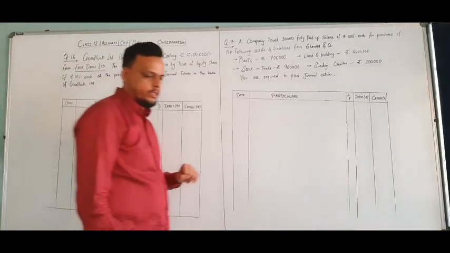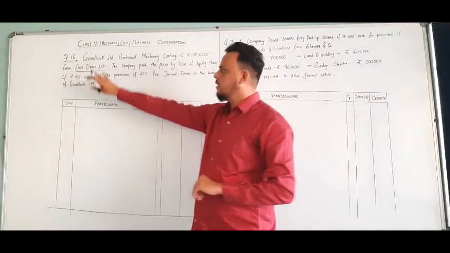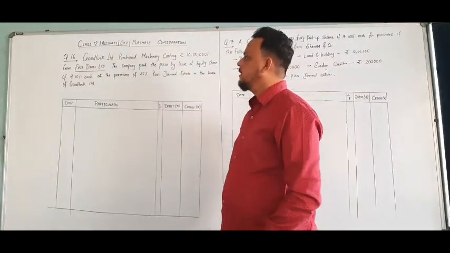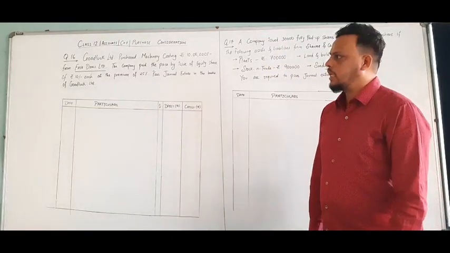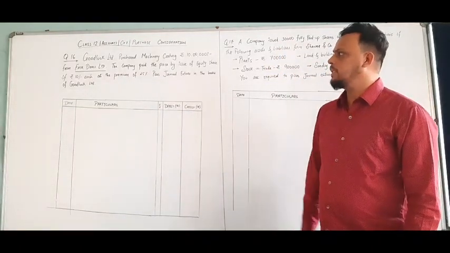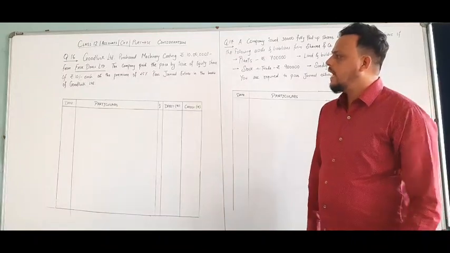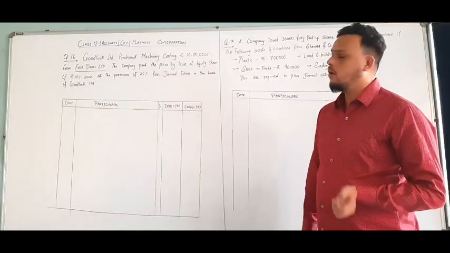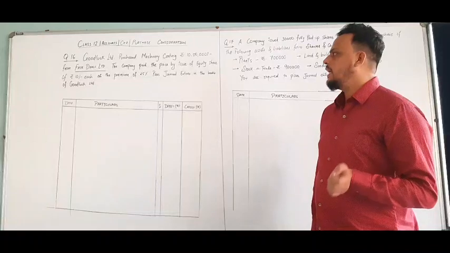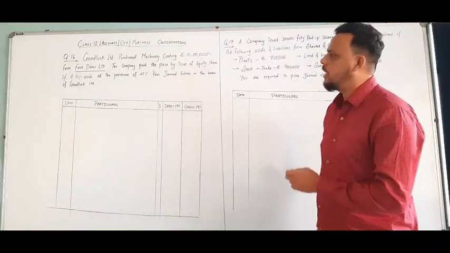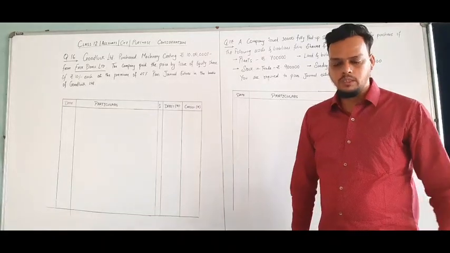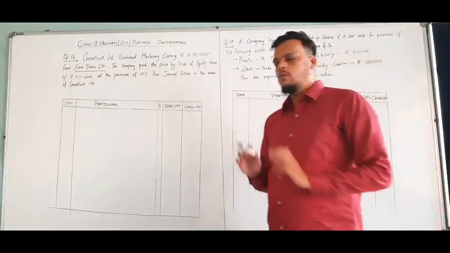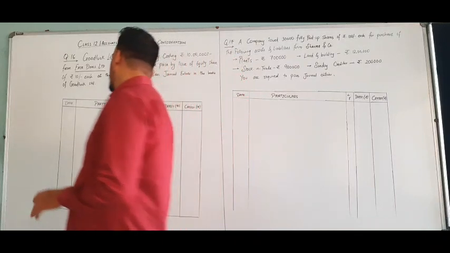Here is the question. As I have read it, the machinery costing ₹10 lakh has been purchased from Fair Deal Limited. Now, the company has not paid the amount of 10 lakh rupees, but has issued equity shares of ₹10 at a premium of 25%. So let's begin with the journal entries in the books of Goodluck Limited.